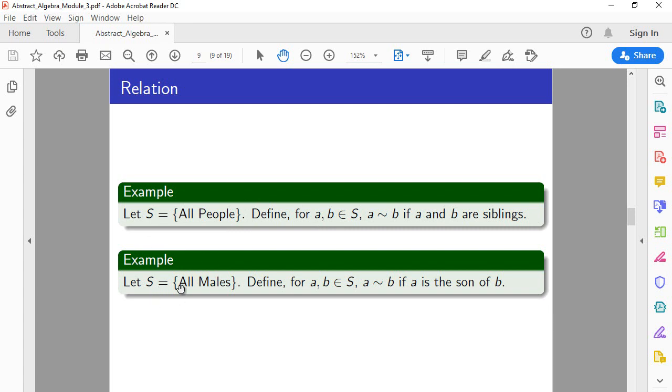If I take S to be the set of all males, and then we define that for all a, b in S, a is related to b if a is the son of b. So the pair (a, b) belongs to the relation if the first coordinate a is the son of the second coordinate b.